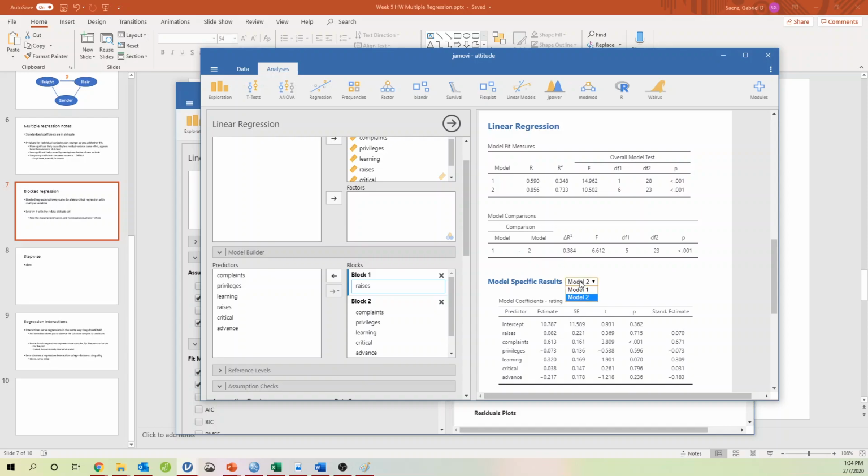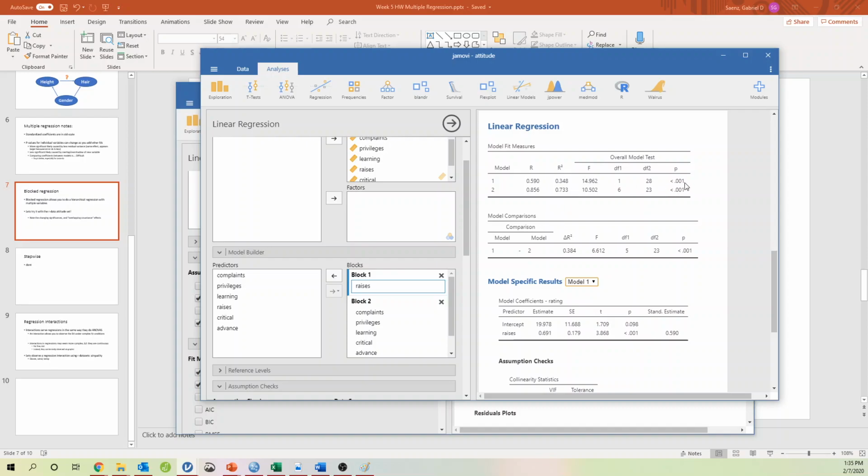Well, let's click here, pick model 1. And so model 1 is the regression with only raises as an independent variable. Raises is significant when you put it in by itself. Its standardized estimate looks sizable to me. The coefficient is decent. I don't know what the scales are here, but importantly, the R square, 0.34, not ginormous, but pretty dang good. Significant p-value. What is this model 2?